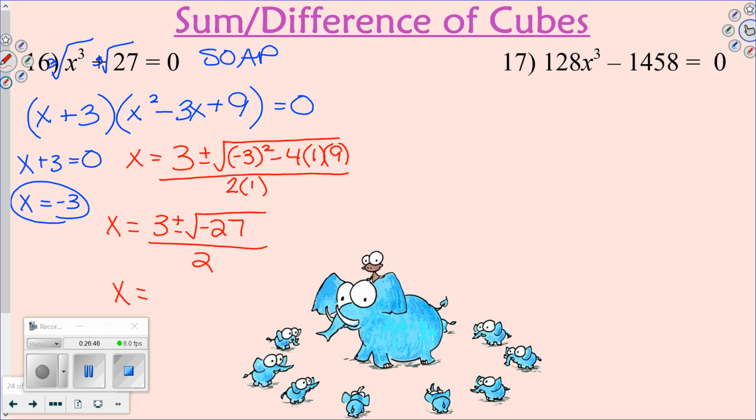We have to take the negative out, and we'll do our factor tree. So we get 3 plus or minus the 3i radical 3 all over 2. Can I divide all three numbers? No. So I am done.